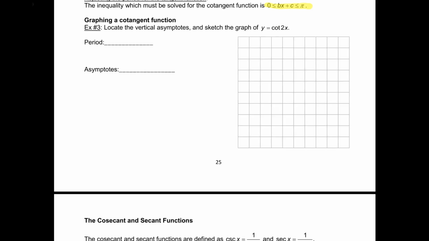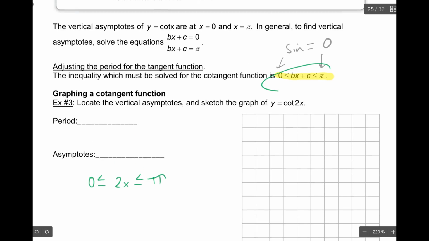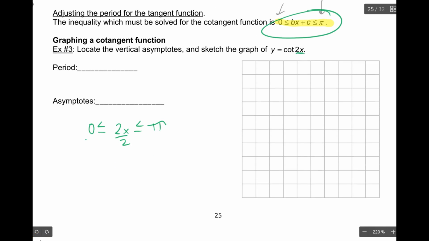All right, let's do example 3, graphing a cotangent function. So let's locate the vertical asymptotes and sketch the graph of y equals cotangent of 2x. So I'm going to go 0 less than or equal to 2x less than or equal to pi. Right, so you see it just comes from here. This is my b. I need to get x by itself, divide everywhere by 2. So 0 less than or equal to x less than or equal to pi over 2.